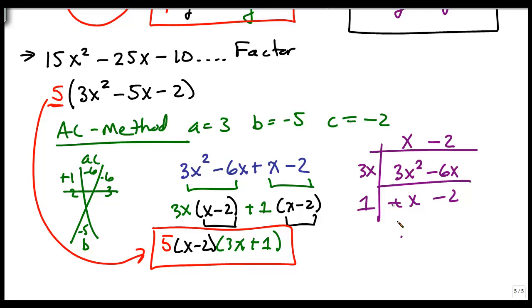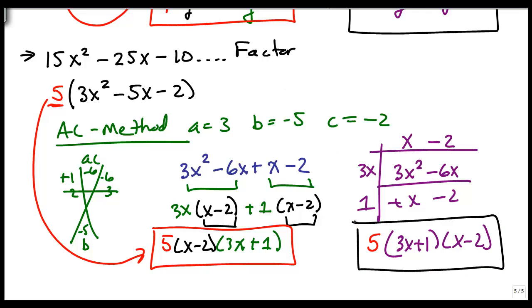So my solution here, 3x times x is 3x squared. 3x times negative 2 is a negative 6x. 1 times x is x. 1 times negative 2 is negative 2. So I've already checked my work. And I'm left with 3x plus 1 times x minus 2. And again, I need to pull that 5 down from the original greatest common factor.